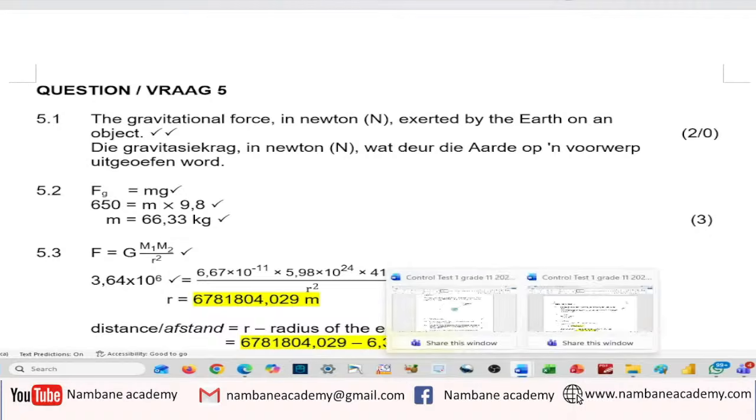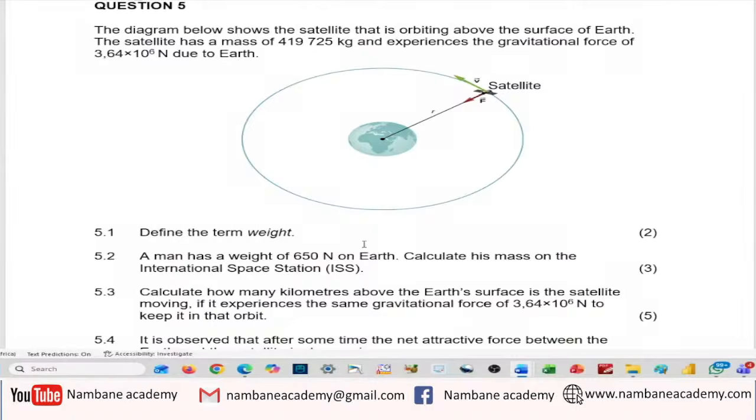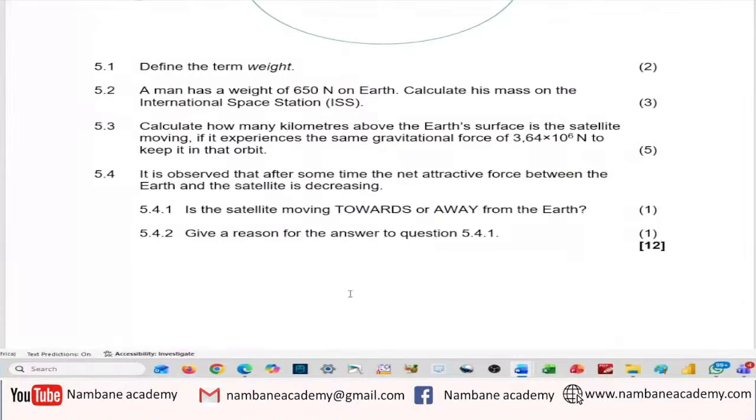Then the next question, 5.3: calculate how many kilometers above the Earth's surface the satellite is moving if it experiences the same gravitational force to keep it in that orbit. So we want the height from where this satellite is orbiting.